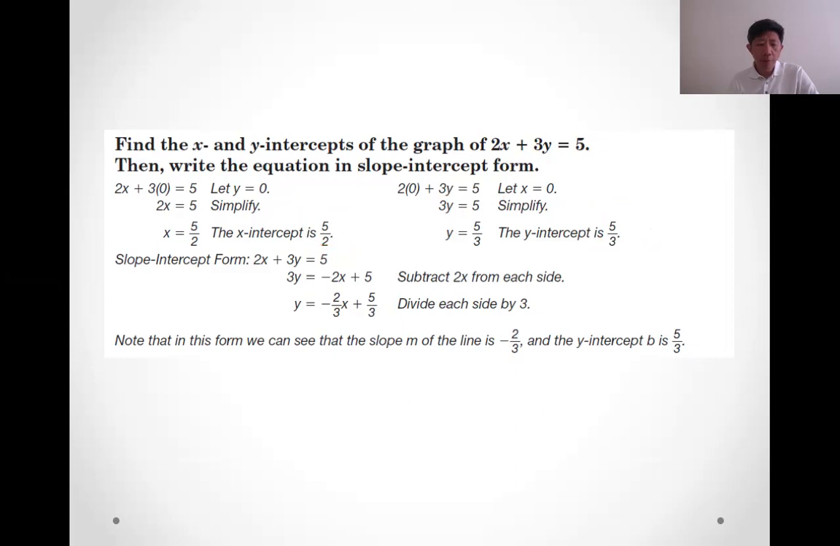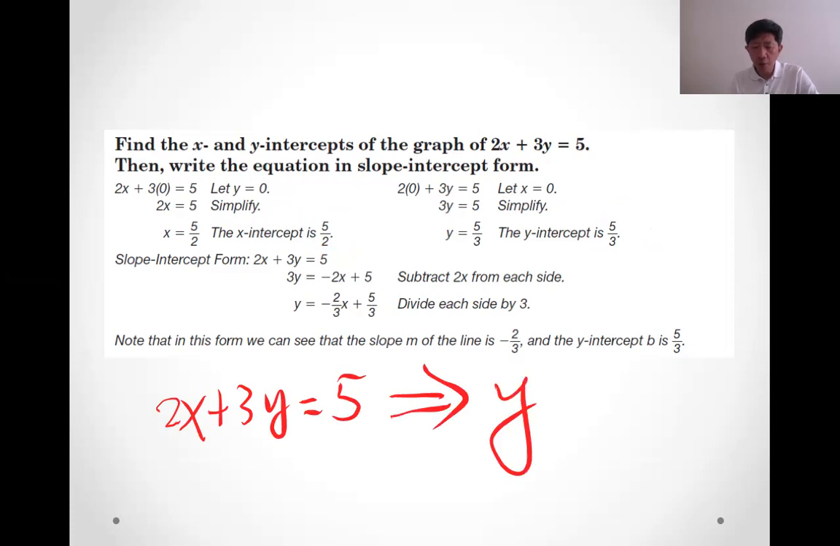And the next problem is what? Write the equation in slope-intercept form. So we have 2x plus 3y equals 5, right? That means we're going to change this into slope-intercept form like this.